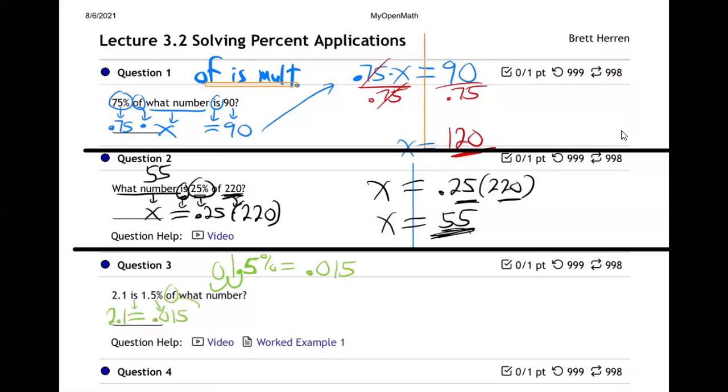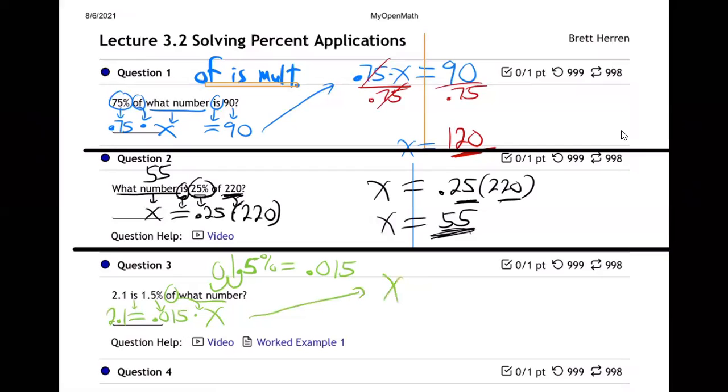Of, that's times, what number? X. How are we doing? You see how that's direct translation? 2.1 is equals, change 1.5% to a decimal, move it 2 places back, 0.015. Of, remember of is times, what number? X. So let me bring that over here. We got our equation. See how nice and easy it is to get these equations?